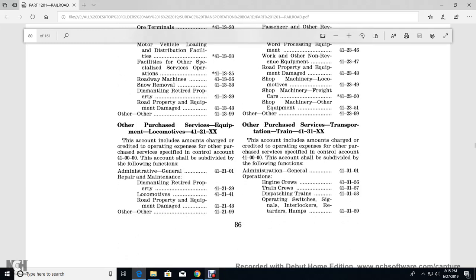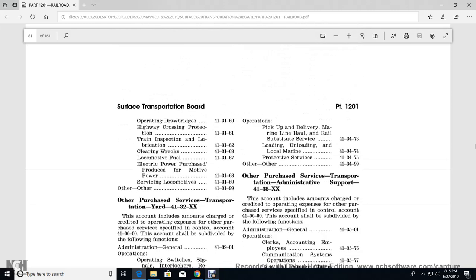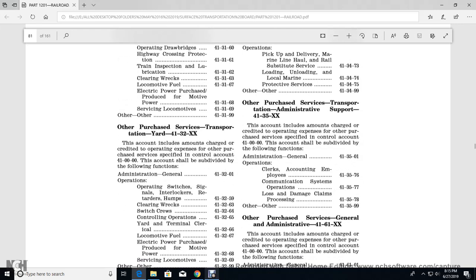The account will include the amount of the credit, the operating expense for the other purchased services specified in the control account 4100. It is subdivided by the following functions: administrative, general, operating an engine, train crew, dispatching train, operating switches, signal, interlocking, retarders and humps, operating drawbridge, highway crossing protection, training, inspection, lubrication, clearing wrecking, locomotive fuel, electrical power purchase, produce for the motive power, service the locomotive, other.